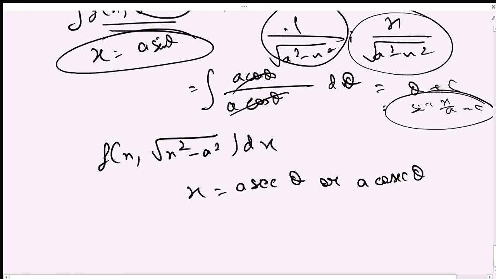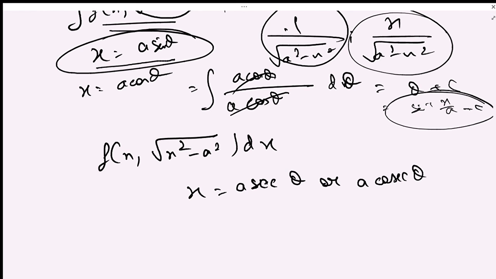Sec theta is more conventional. Here also, in the above example, you are told to assume x equals a sine theta. You can also take x equals a cos theta. Complementary functions they are, but still assuming a sine theta is conventional. There is no problem if you take x equals a cos theta. Ultimately, your answer will be the same. Clear? So here take a sec theta.